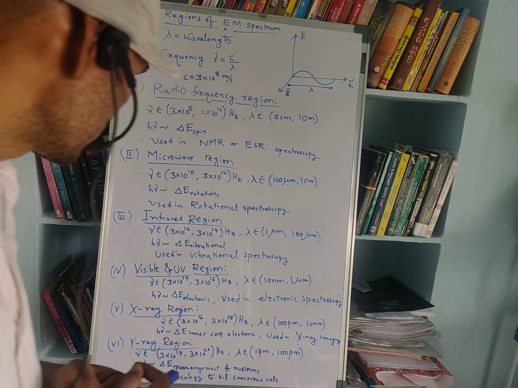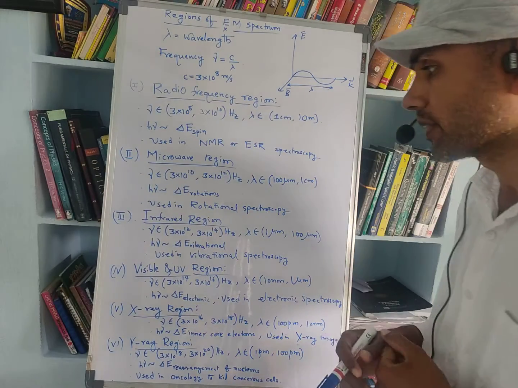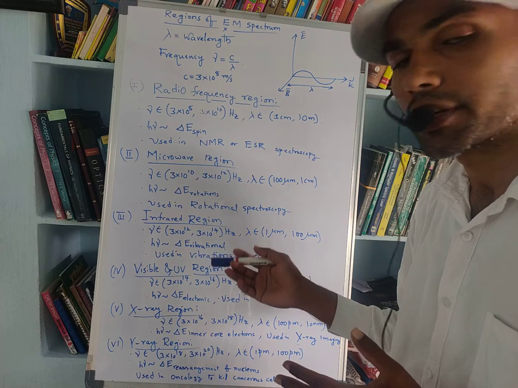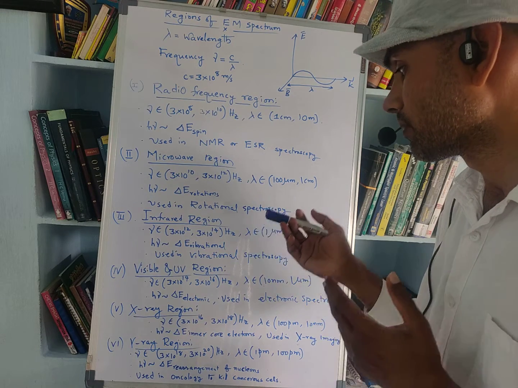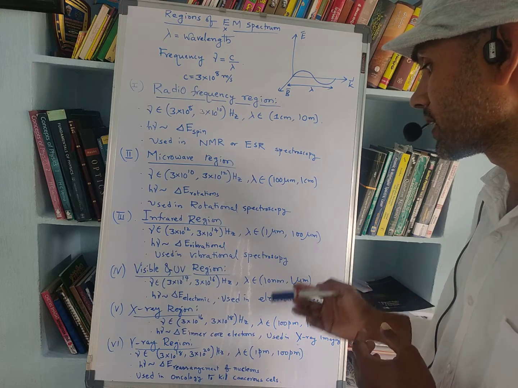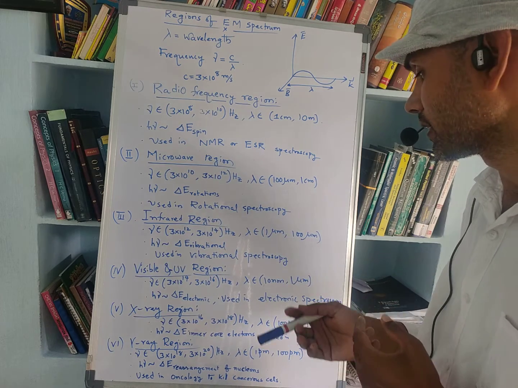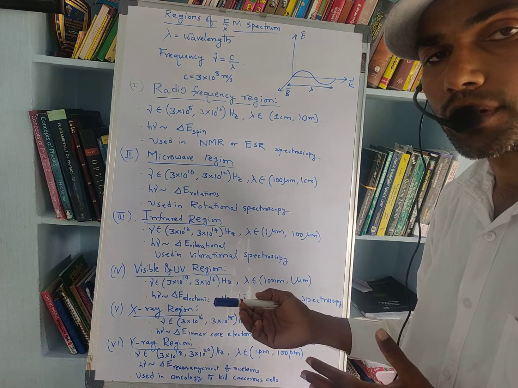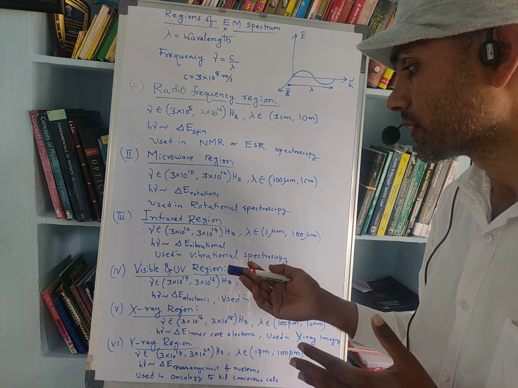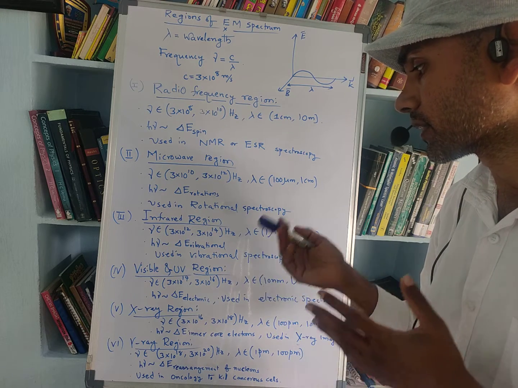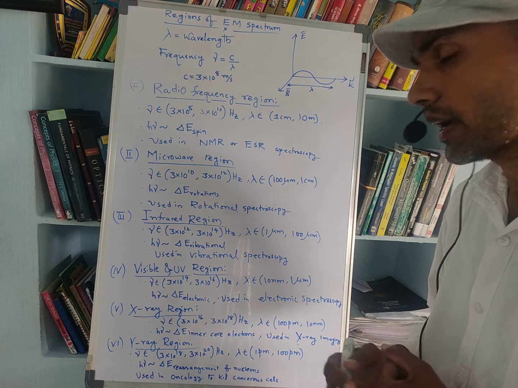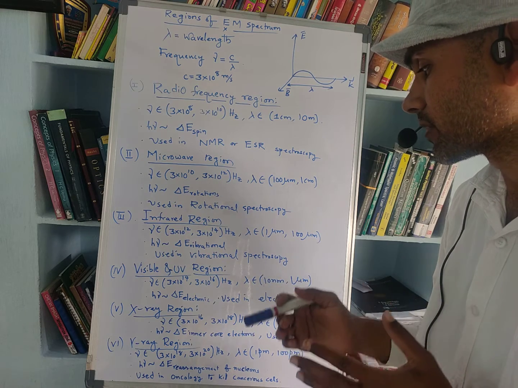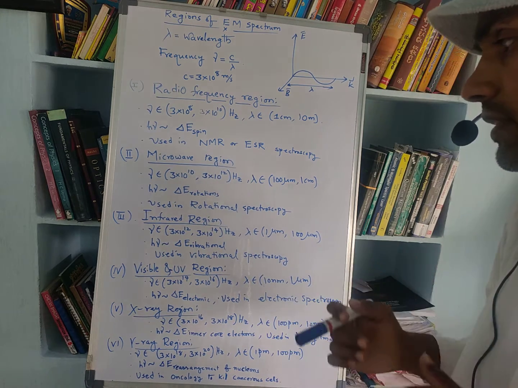And then the third region of electromagnetic waves is the infrared region, in which the frequency of the waves will be between 3 into 10 power 12 hertz and 3 into 10 power 14 hertz. And the wavelength of these waves will be between 1 micrometer and 100 micrometers. And the energy of the photons of this region will be of the order of change of energy of a molecule because of its vibrations. And this radiation can be used to study vibrational spectroscopy. So this is it for the infrared region.